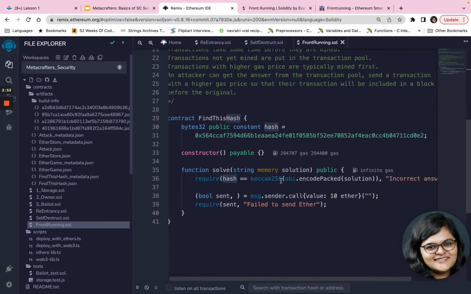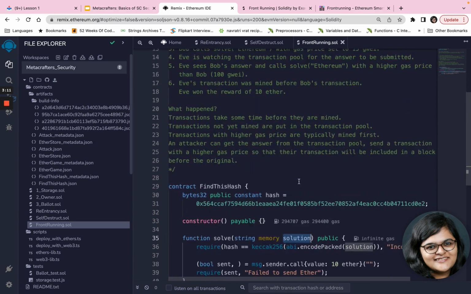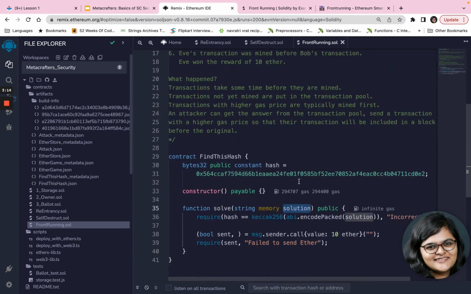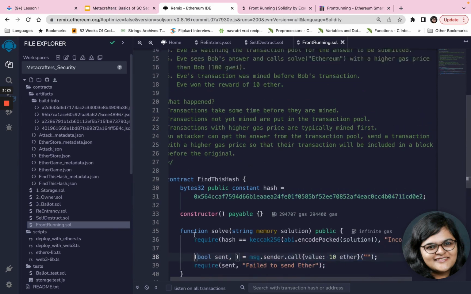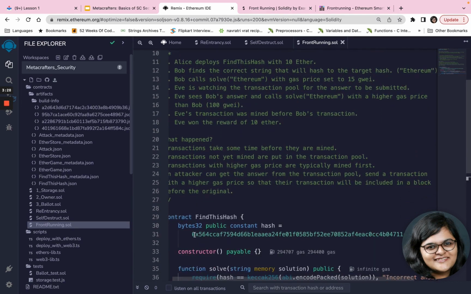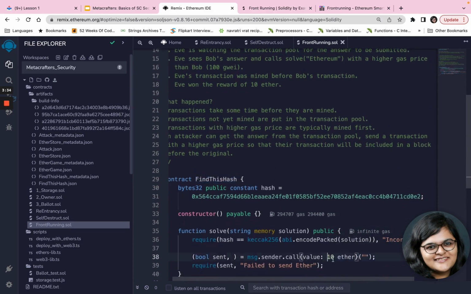Let's take a quick look at the contract. Your contract is called FindThisHash. You have a hash that is already available, okay? And then you have a constructor. What you need to solve for is the hash. You need to solve for the correct string that hashes to this, right? And once you got that right, the solution, you get 10 ether, right? Very cool. But how can you front run this, right? Let's say that this contract is deployed with 10 ether in it, right? It has 10 ether already.